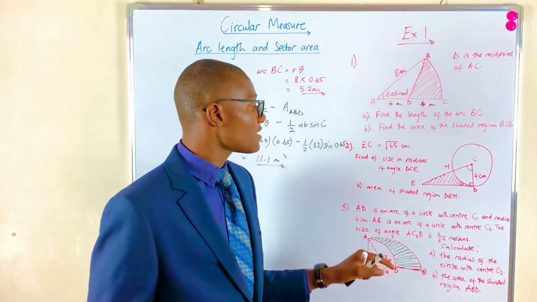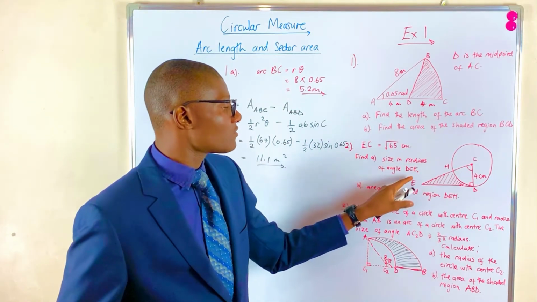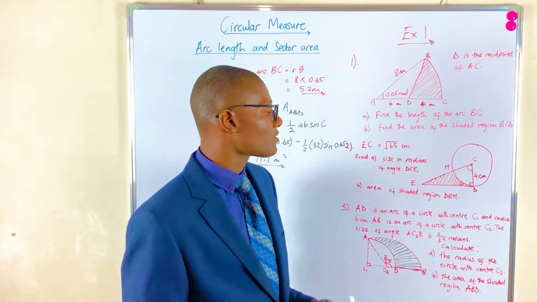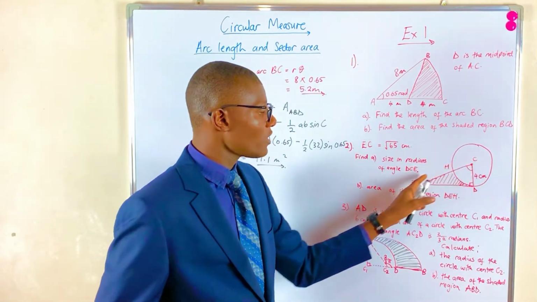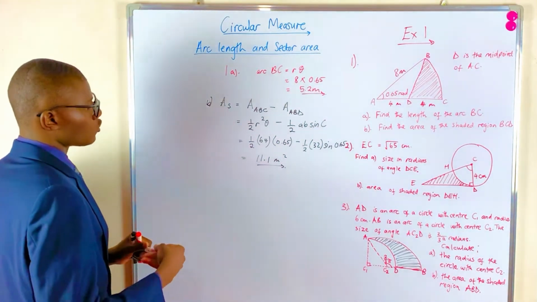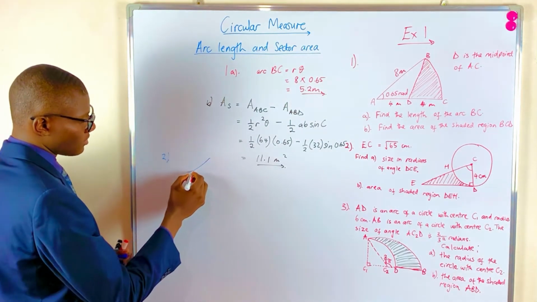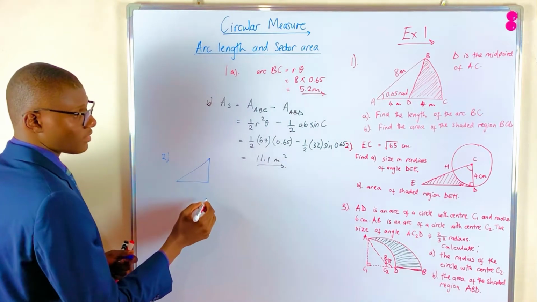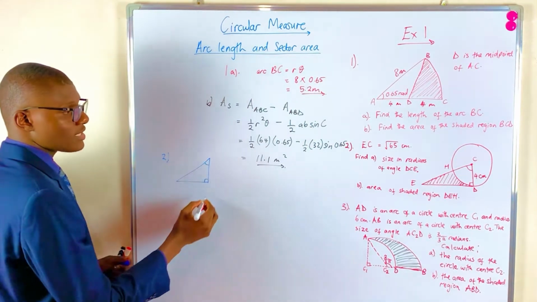So the first part says find the size in radians of the angle DCE. So we want to find this angle. But what do we know? We know EC. So let's draw the right angle triangle by the side. We've got this, so this is a 90 degree angle. This is the angle that we want.